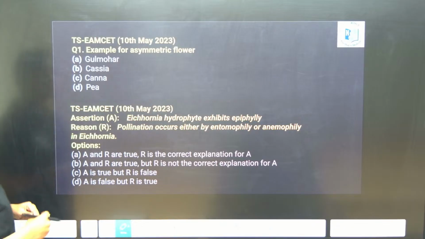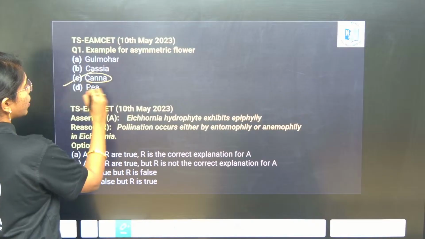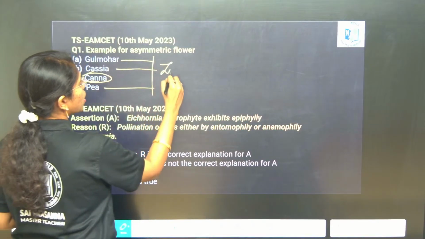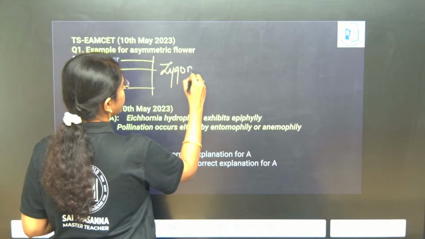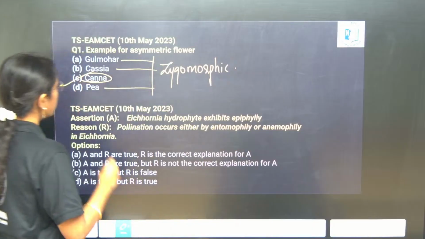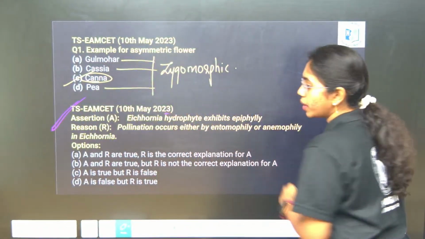Example of asymmetric flower. Asymmetric flower here is Canna, C. Gulmohar, Cassia and P. This shows what? Zygomorphic flower, right? This you see. Next question, assertion reason type of EAPCET 2023.